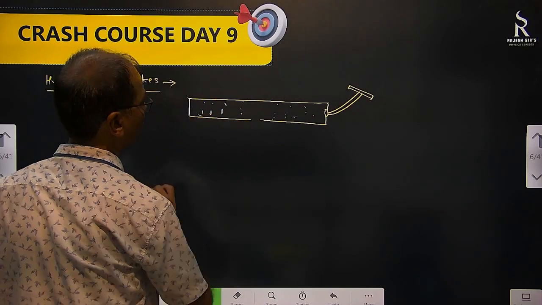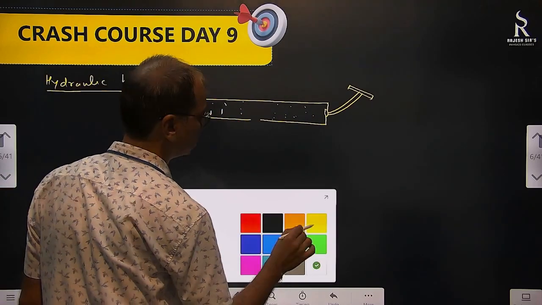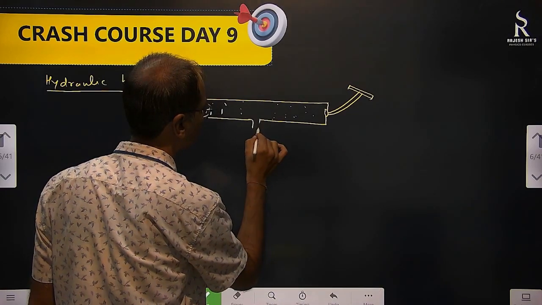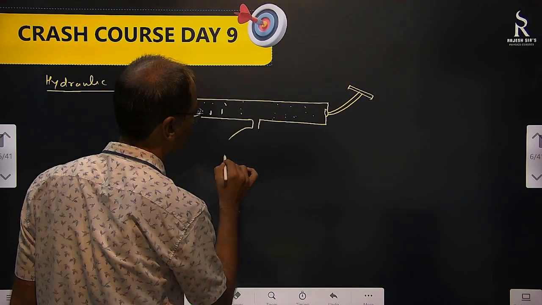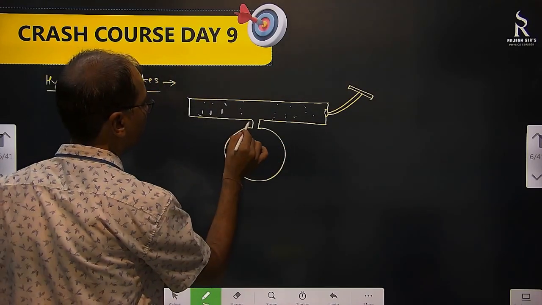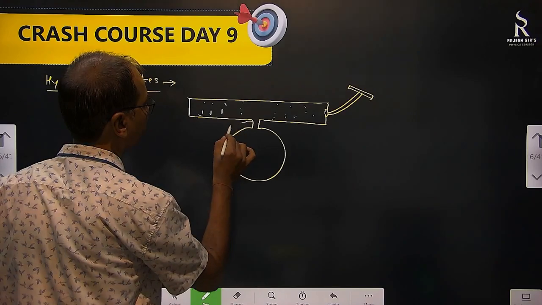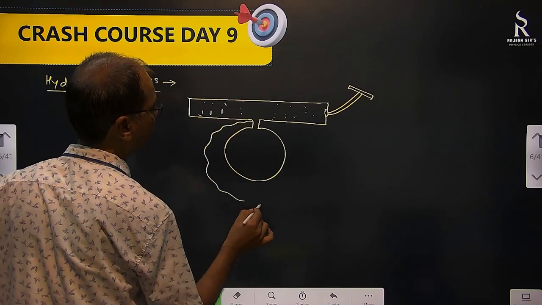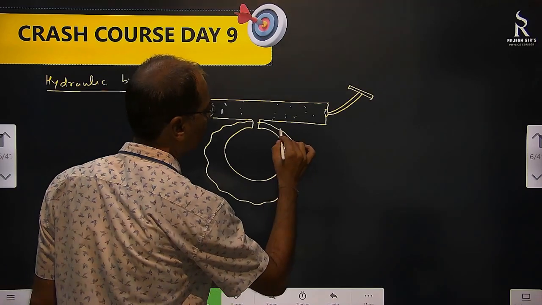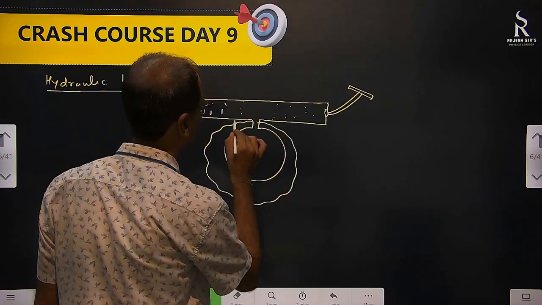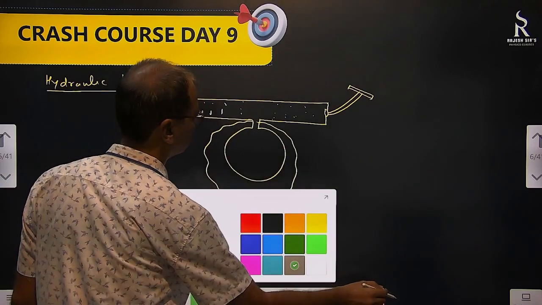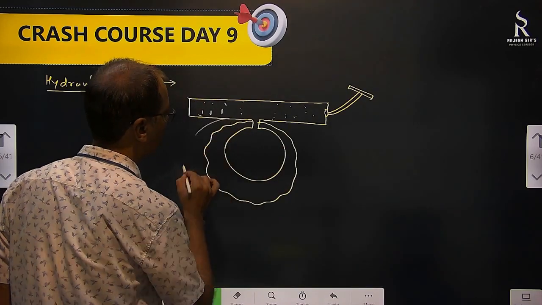Okay, and then there is an opening here. Then you can have something like this. Okay, then this is a diaphragm or something like a spring. Okay, and here are shoe brakes, and here is this wheel of yours. This is the wheel.